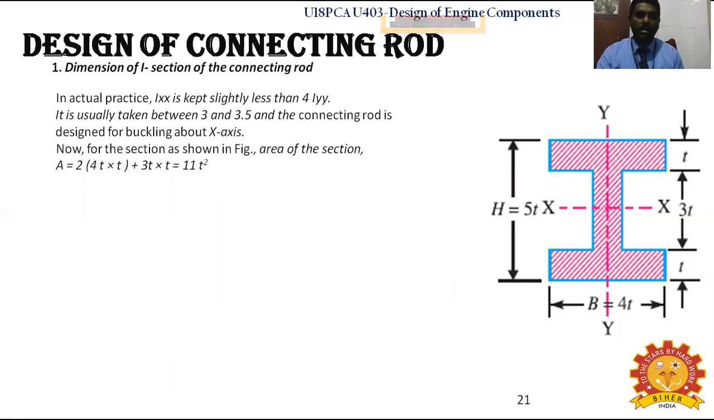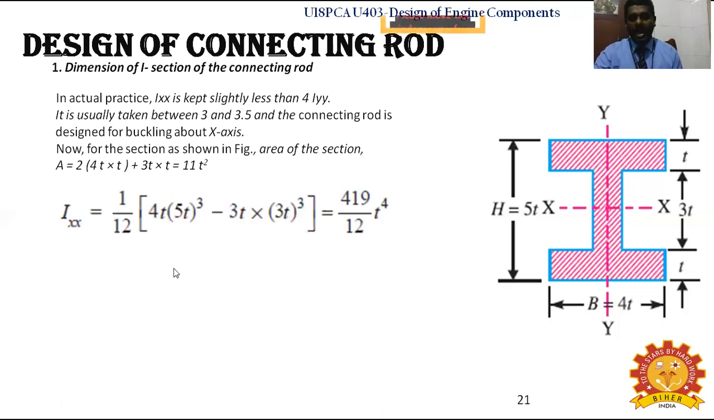Now let us consider the area of the section. A will be equal to 2 into 4T into T, because we have two rectangular sections here: 4T is the width of the I section, and T is the thickness. One rectangle is here, another rectangle is here, so 2 into 4T into T, plus 3T into T. The mid section is 3T with a thickness T. So that is calculated as 11T square.